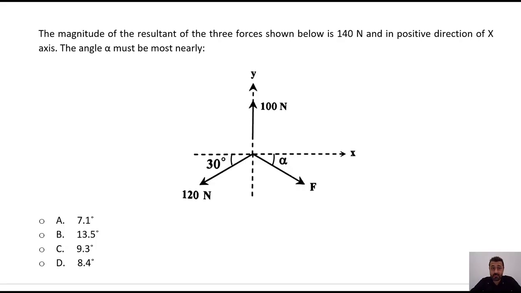Let's read the question carefully. The magnitude of the resultant of the three forces shown below is 140 Newton and in positive direction of x-axis. The angle alpha must be most nearly.